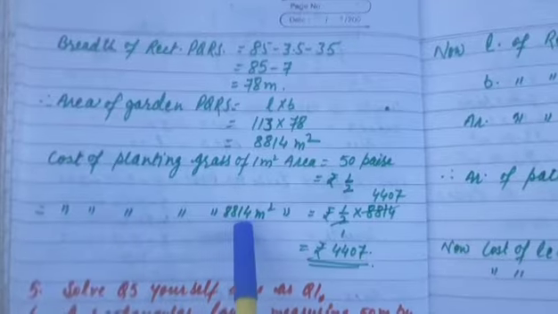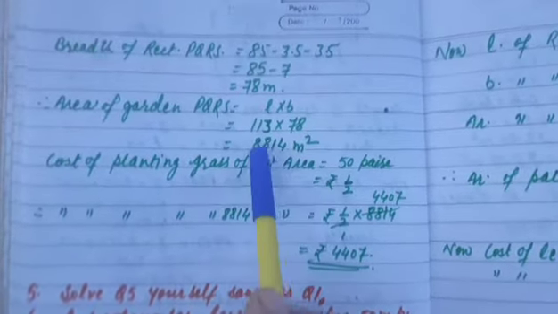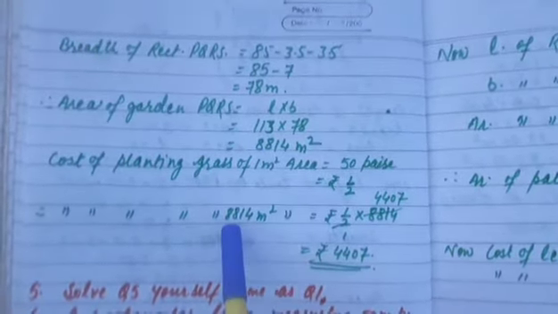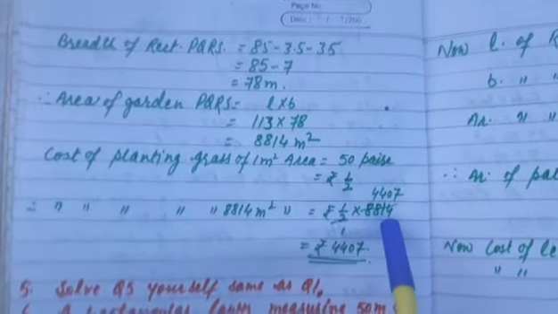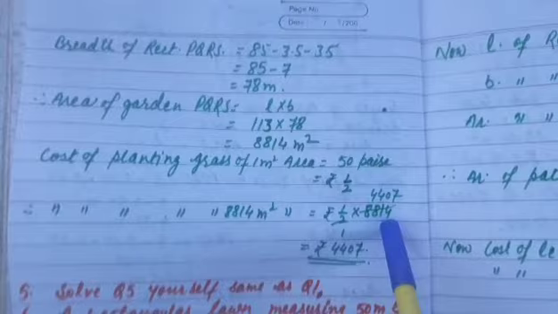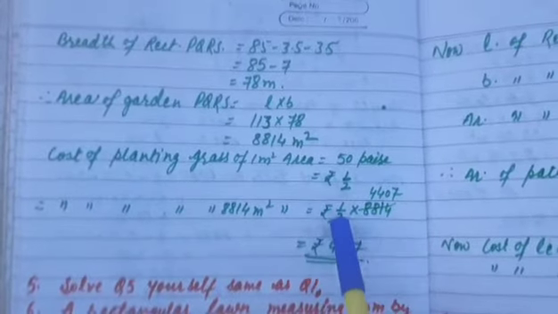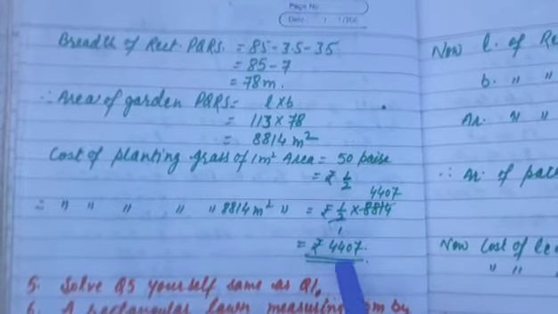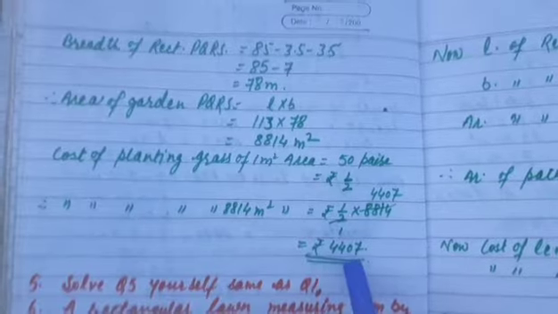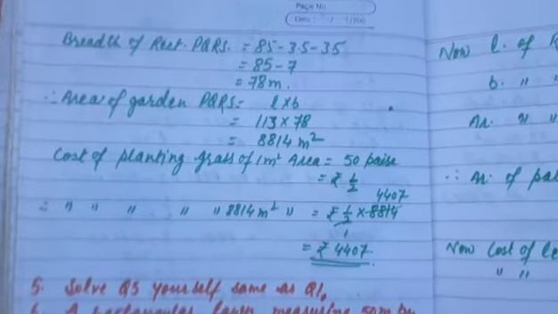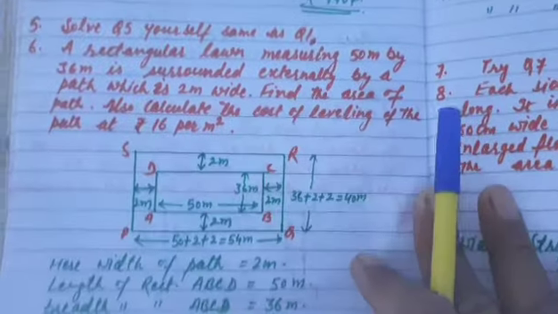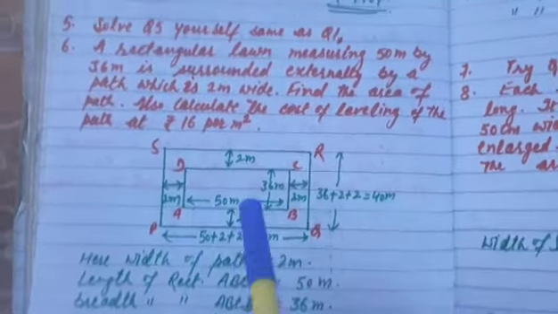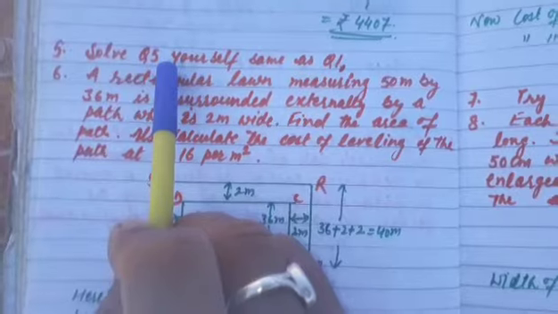Therefore, the cost of planting the grass in the total area of the garden, that is 8814 meter square, is equal to rupees 1 upon 2 into 8814. After cutting by 2, we get 4407 rupees. So it is the total cost of planting the grass. Next, question number 5 is simple, you have to do it by yourself.